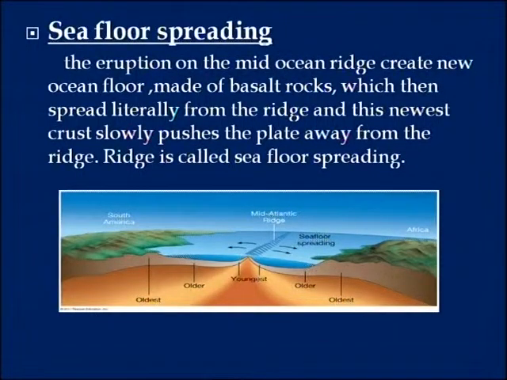The eruption on the ocean ridge creates new ocean floor made of basalt rocks, which then spreads laterally from the ridge, and this newest crust slowly pushes the plate away from the ridge. This is called seafloor spreading. See friends, this is seafloor spreading.